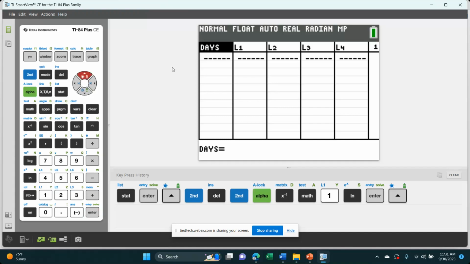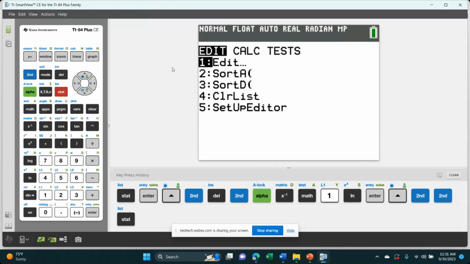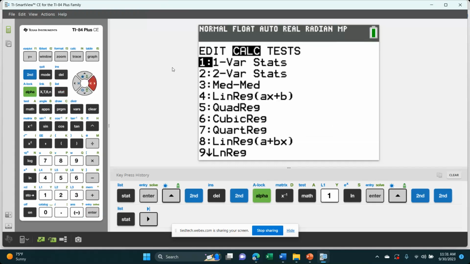Now, sitting on days, instead of entering data, I'm going to go and actually enter this using a sequence instead of just doing 1 enter, 2 enter, 3 enter, which you can do. But in the event that you want to use the sequence, we're going to go to second and stat, which is list. We're going to move over to calc.